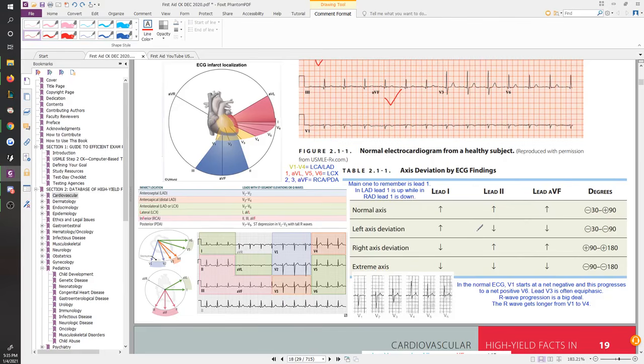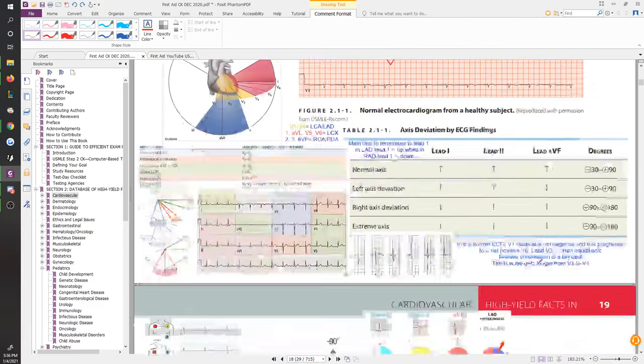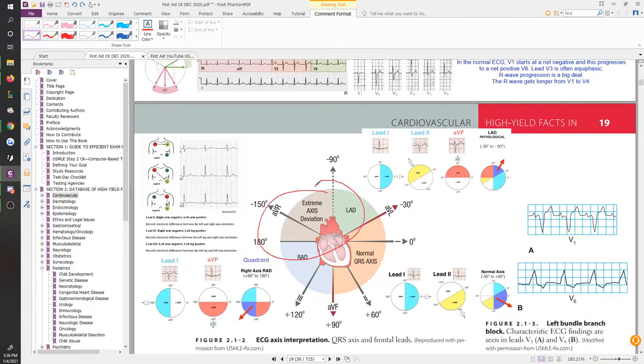Okay. Extreme axis deviation I've never heard of, but it's just the opposite of normal in all directions. Everyone's pointing down. And so extreme axis deviation would be this one. So some weird overlapping would have to happen that your axis deviation actually points in this direction.